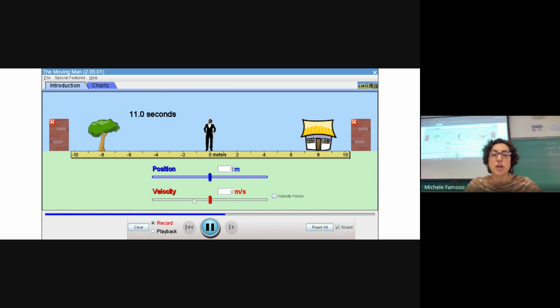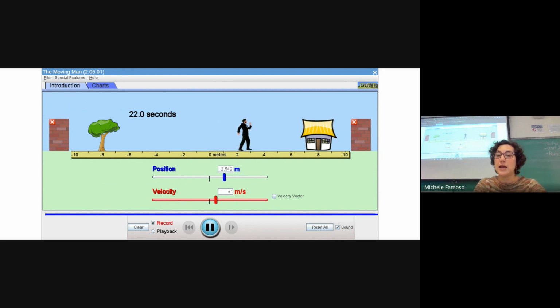I can also adjust his velocity, meaning how fast he's moving and in what direction, by typing in a value like positive 1 meter per second. Notice now he's moving to the right at a constant speed of 1 meter per second. Or I could stop his motion with the pause button, come back to the velocity. Let's say I make it negative 1 meter per second. Take a look at what happens. When I hit the play button, now I see he moves to the left at that constant speed of 1 meter per second.